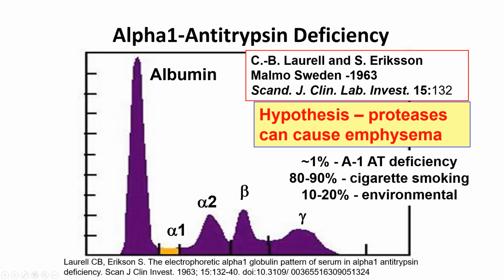And people did various studies in animals showing that if you put elastase into their lungs, you can create an emphysema-like environment. However, remember that 80 to 90% of emphysema is due to cigarette smoking. Probably 10 to 20% is due to other environmental causes. The alpha-1 antitrypsin deficiency is only about 1%, but it's fairly prevalent in Northern Europeans.